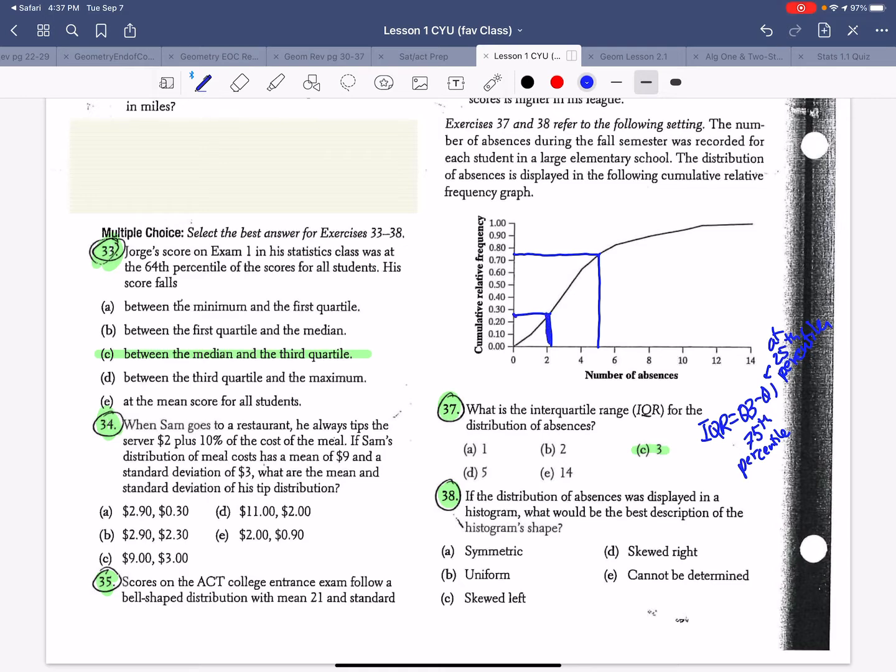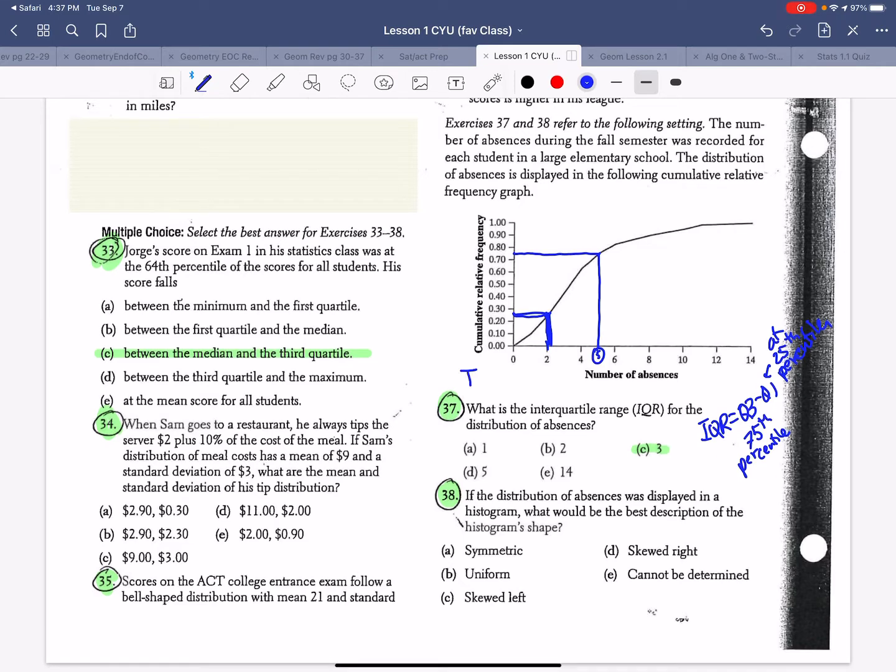So, I don't have a perfect ruler here. You can see it's not perfect, but it looks like it's at about 5 and at about 2. So IQR, 5 minus 2 is 3. So that's how they got that number 3. But again, I would show your work here.